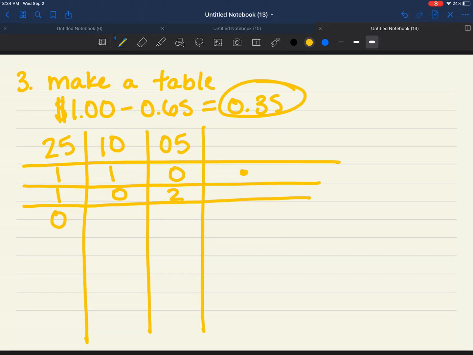What's the most amount of dimes you could receive? 3. 3 dimes would be 30 cents, and then I would need how many nickels? 1. Okay. Now let's go one less. Let's say I only received 2 dimes. So how many cents would that be? 20. So I would need how many nickels? 3.